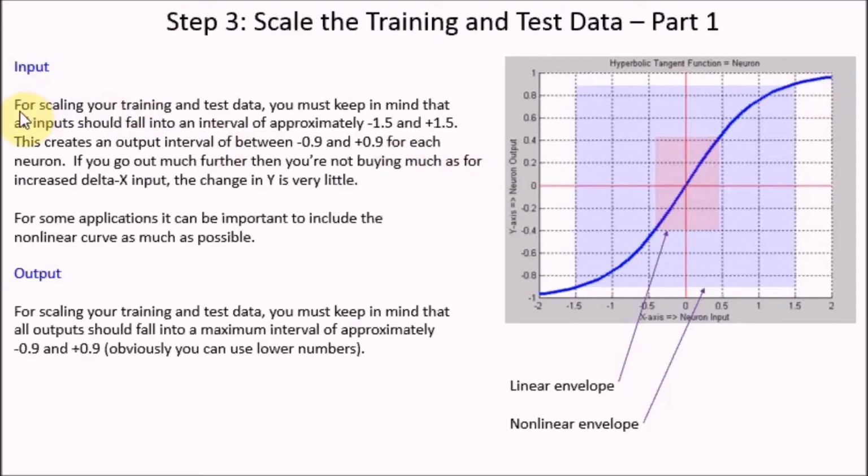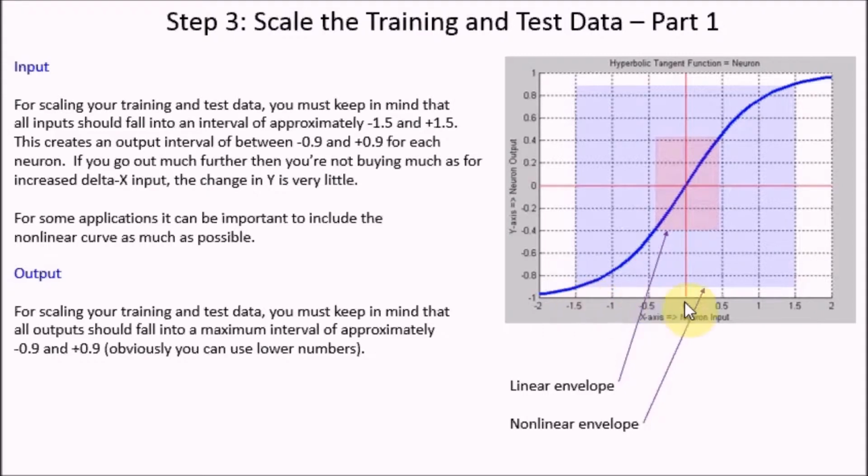So for scaling your training and test data, you must keep in mind that all inputs should fall into an interval of approximately -1.5 to +1.5. So -1.5 gives you a value of approximately -0.9, and +1.5 gives you a value of approximately 0.9. Now, I'm not saying that your data should always be scaled this way. All I'm saying is you really shouldn't go much further than that. If you want to scale -0.5 to +0.5, or 0.8, it's whatever works for you when you're experimenting.